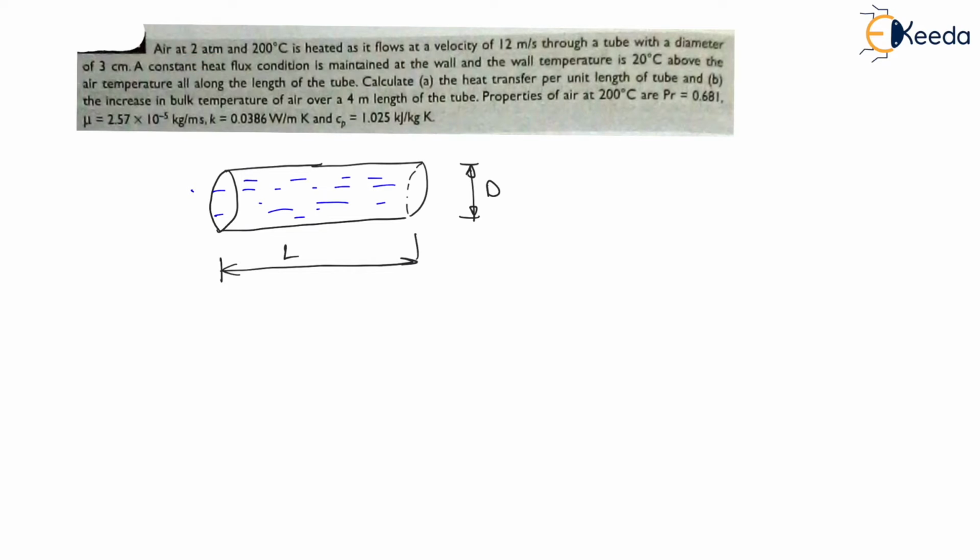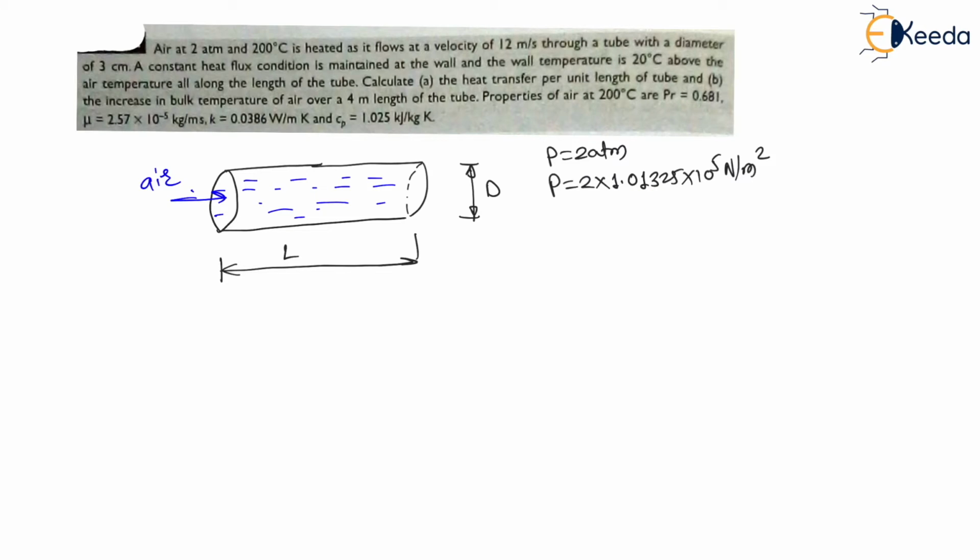Now this air pressure is given as 2 atmosphere. Therefore pressure is equal to 2 atmosphere, and 1 atmosphere is nothing but 1.01325 into 10 to the power 5 Newton per meter square. That is, it is 1.01325 bar, and bar is nothing but 10 to the power 5 Newton per meter square.